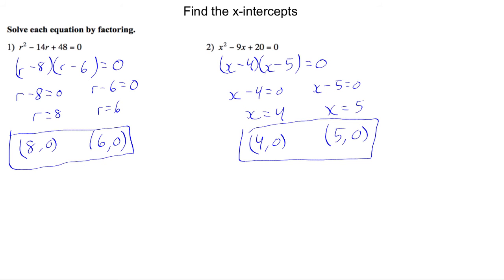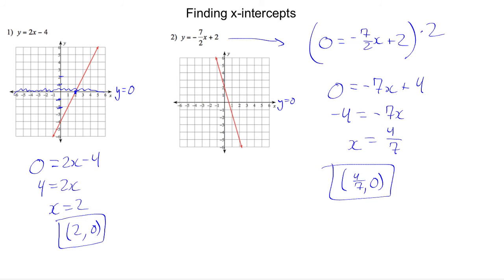And that's it in terms of finding x-intercepts. So the key, no matter what type of equation you're solving for, always set y equal to 0. Make y 0, and then solve the equation. For quadratics, you have to factor. And for lines, you just solve as you would any other linear equation.